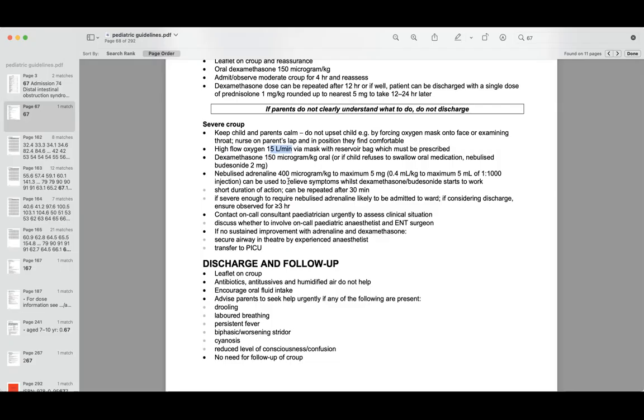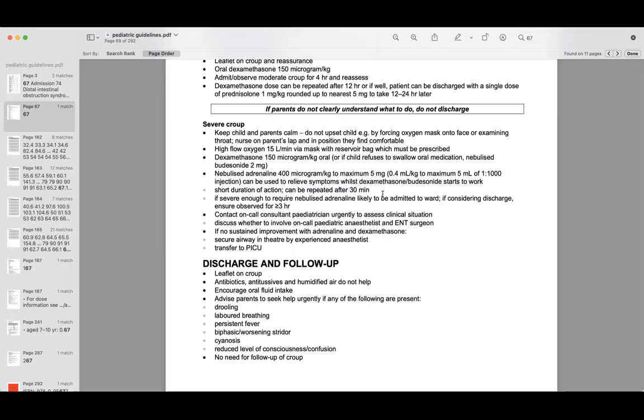Then adrenaline 400 micrograms per kg, maximum 5 mg. Or you can remember 0.4 ml or 0.4 mg also. It will usually be nebulized adrenaline, 1:1000 strength. Why is this given? To relieve the symptoms while dexamethasone and budesonide start to work. It has a short duration of action, so you can repeat it after 30 minutes.